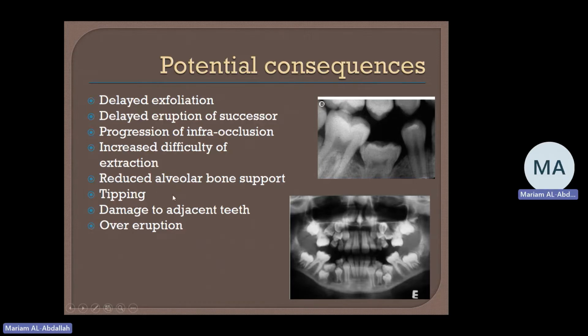We will have tipping of adjacent teeth, as you can see here. That means we will have space loss for any tooth that will be replacing this submerged tooth. We will have areas of food impaction and caries, so we will have damage to adjacent teeth. And as we said, we will have over-eruption of the opposing teeth.